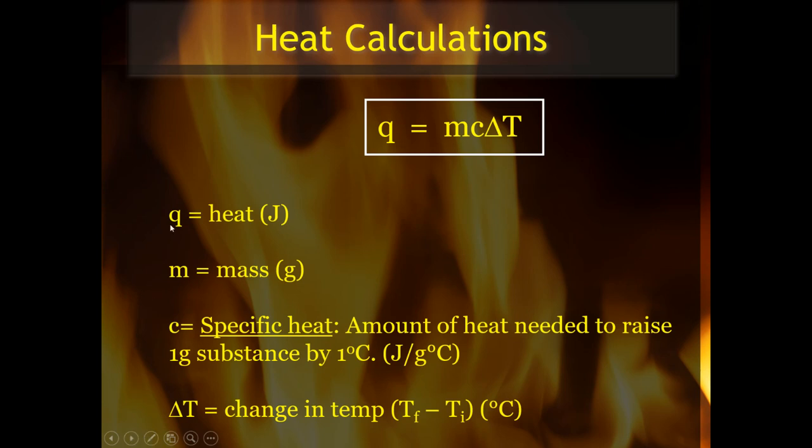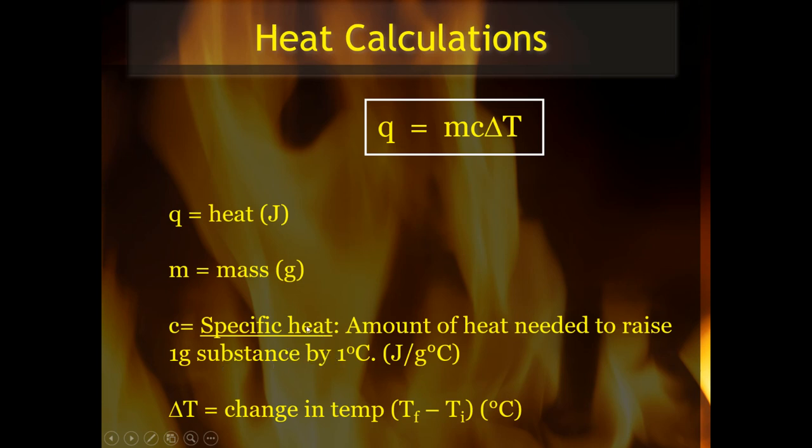If you remember from the endothermic and exothermic reaction notes, Q is equal to heat, and our unit for heat is going to be the joule. M, as usual, stands for mass, and our mass needs to be in grams. C is something that we call the specific heat, and that is defined as the amount of heat needed to raise 1 gram of a substance by 1 degree Celsius.